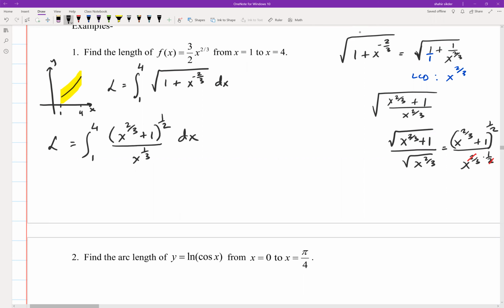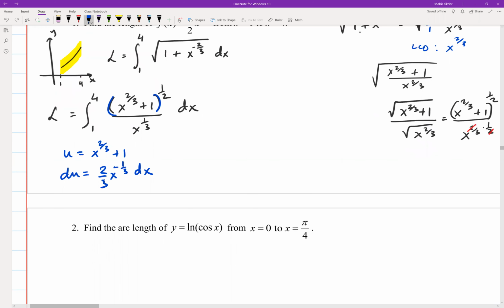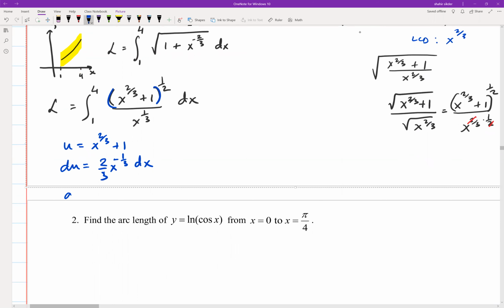Okay, remember from last time we said we always want to try u-substitution first. So what would be our u? Probably u would be our inner function. So let's say I take my u as x to the 2/3 plus 1. What would be my du? My du would be 2/3 x to the 2/3 minus 1, which is negative 1/3, dx, because the derivative of 1 is 0. If I wanted to rewrite this, du is the same thing as 2/3 x to the positive 1/3 dx.